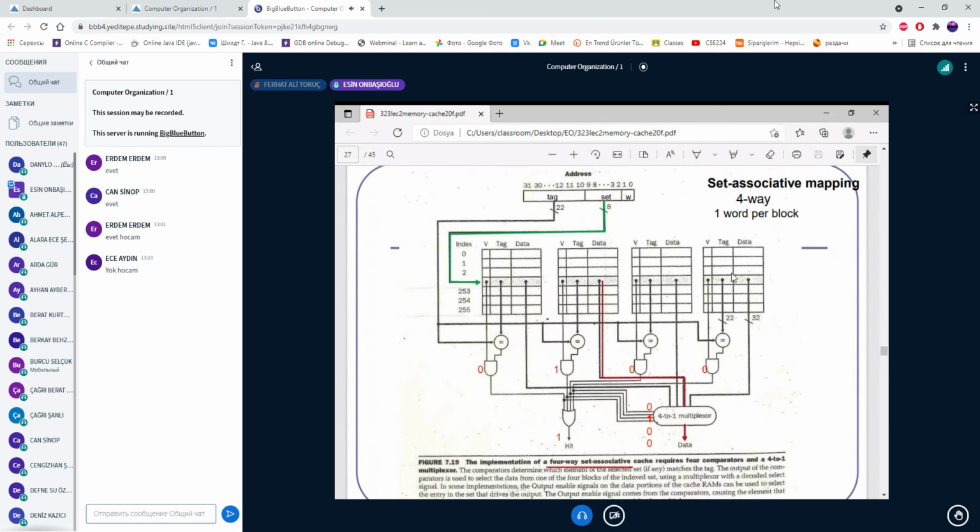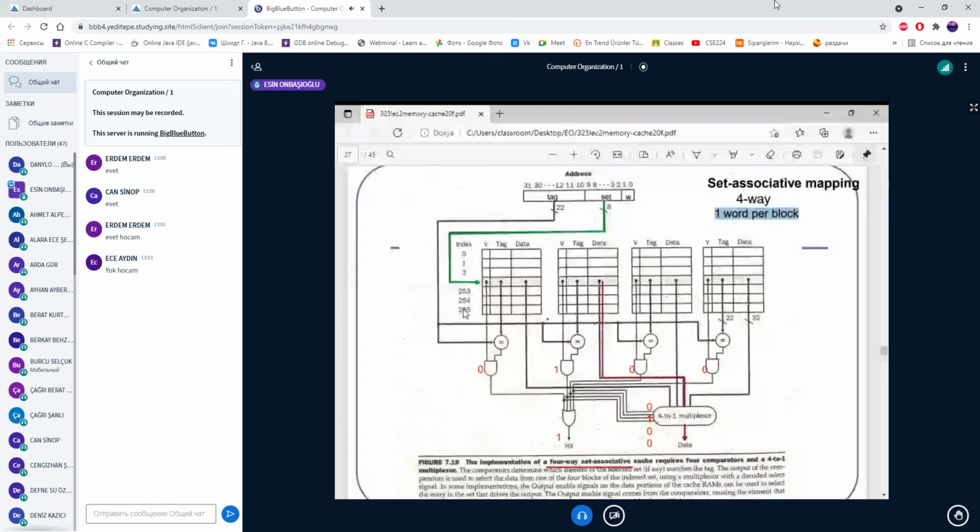Okay, it's 4-way, there are 4 lines, 4 possibilities for a block to be placed. And this index is the set number. That's the valid bit. So using the set field, we go to the same set. So the block may be here, there, or there. In this example, there is 1 word per block, or you may see that as a block.